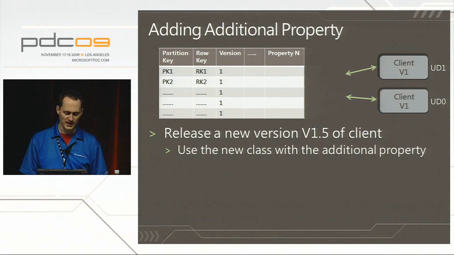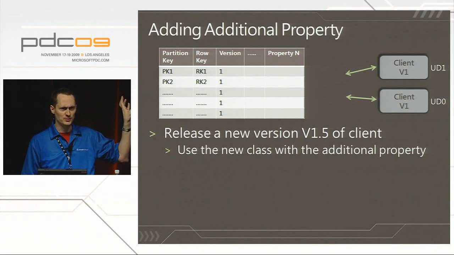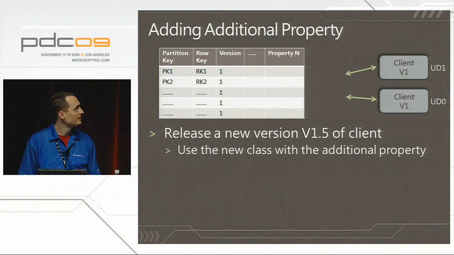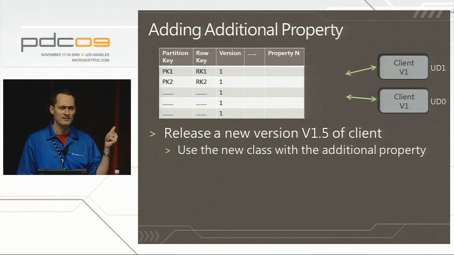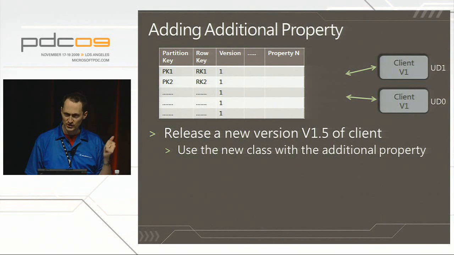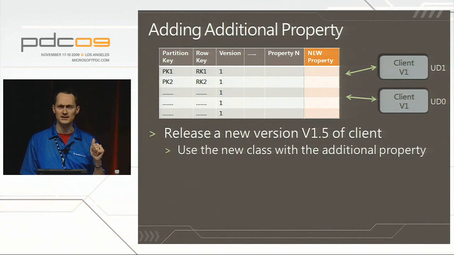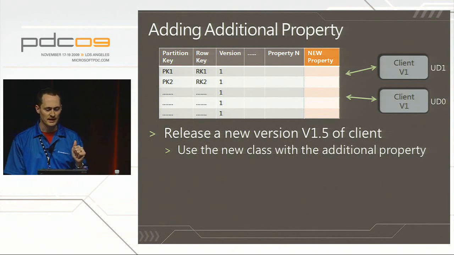Here we have two clients talking to this Windows Azure table. The two clients are spread out across upgrade domain 0 and upgrade domain 1. And here's our table where we have a partition key, row key, and a version column. What we want to do is add a new property to this table.